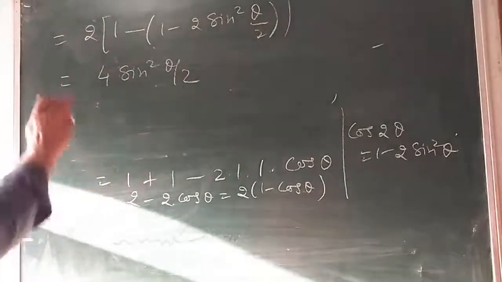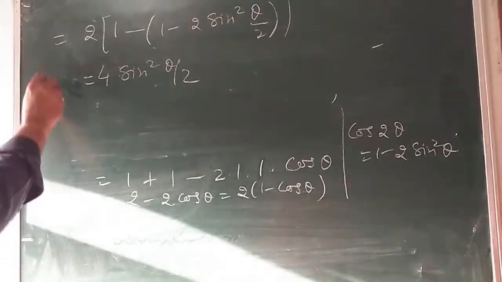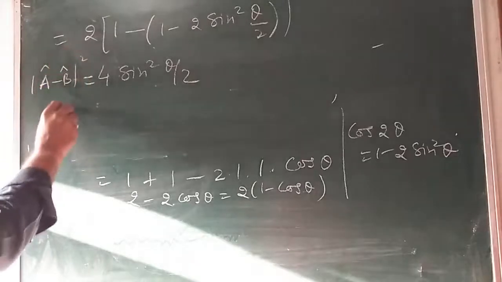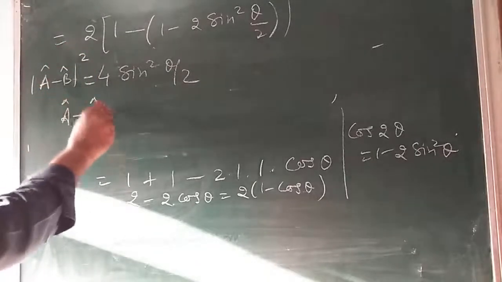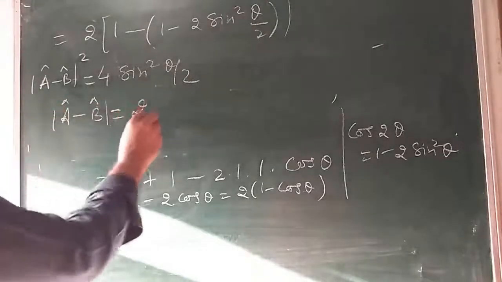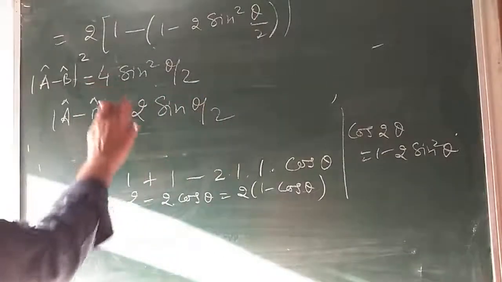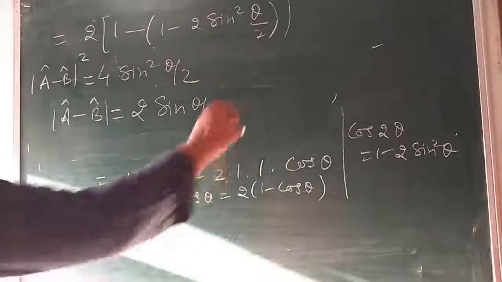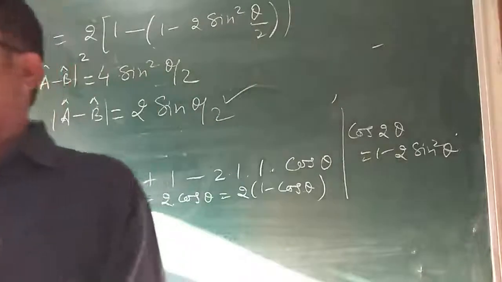This is A minus B whole square. So I can write here the magnitude of A cap minus B cap is root of 4 sin square theta by 2, that is twice of sin theta by 2. Is that clear? So this is proved. Very good, sir. Is that clear? Okay.